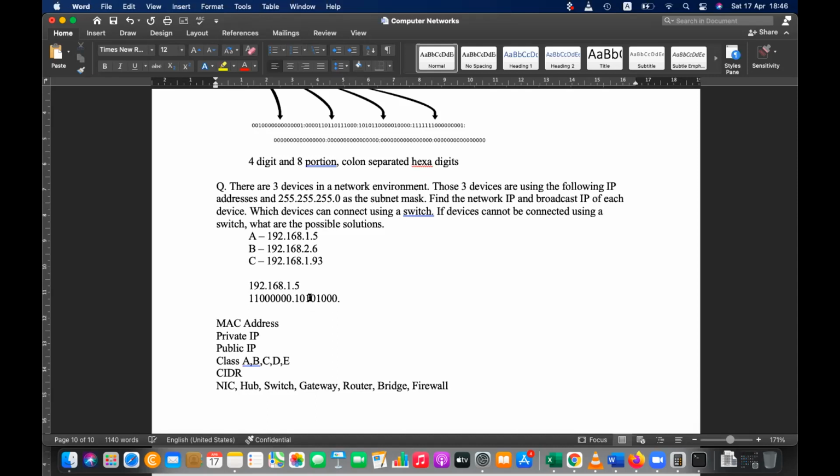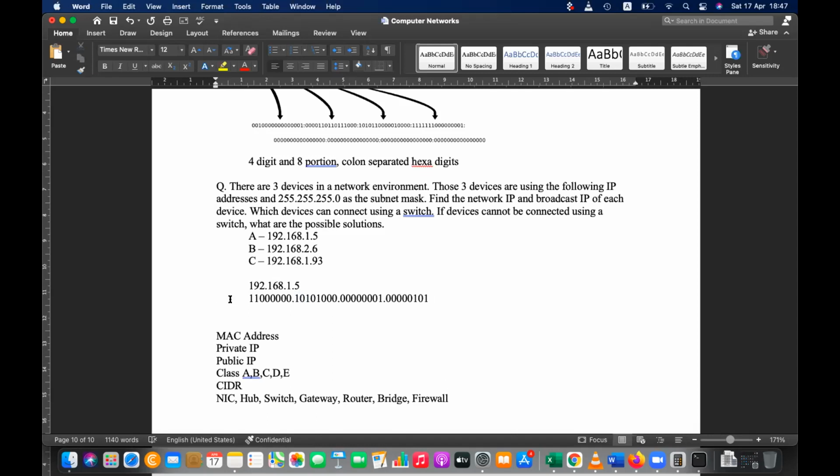Okay, let's calculate. This is 8. 8 plus 32 is 40. 40 plus 128 is 168, right? Then 1 means 0 0 0 0 0 0 0 1. 5 means 0 0 0 0 0 1 0 1. So that is 5. This is the IP address, right?